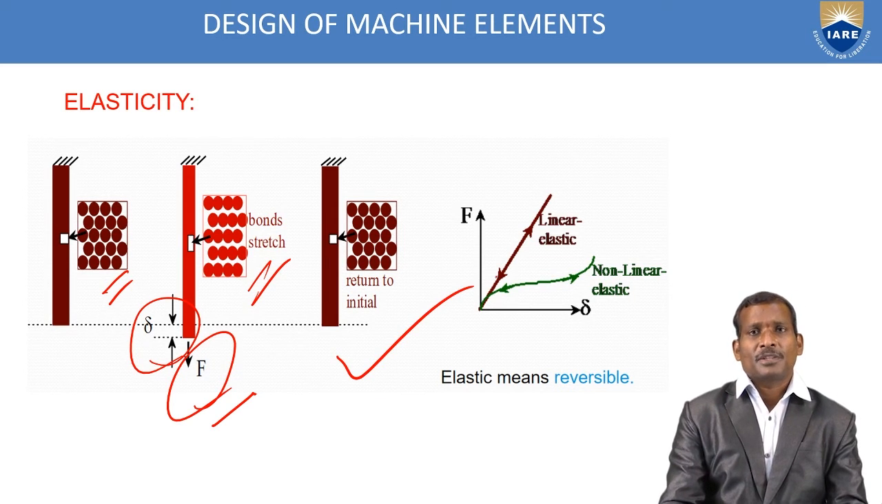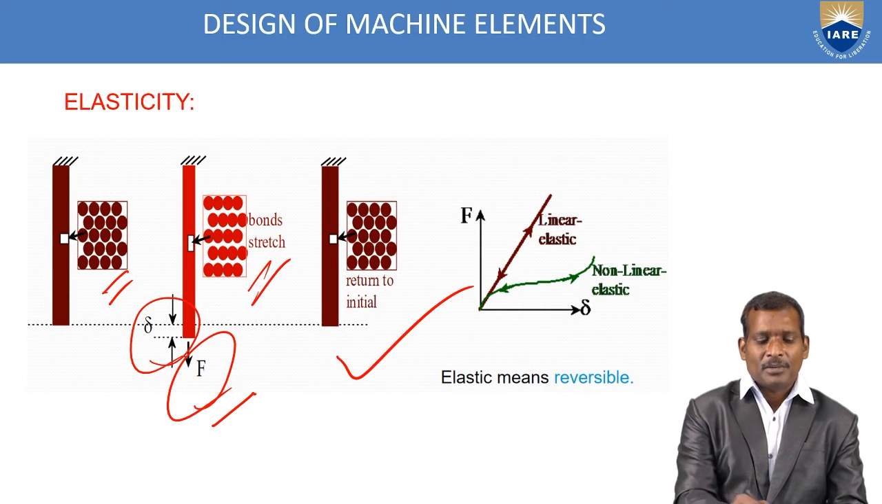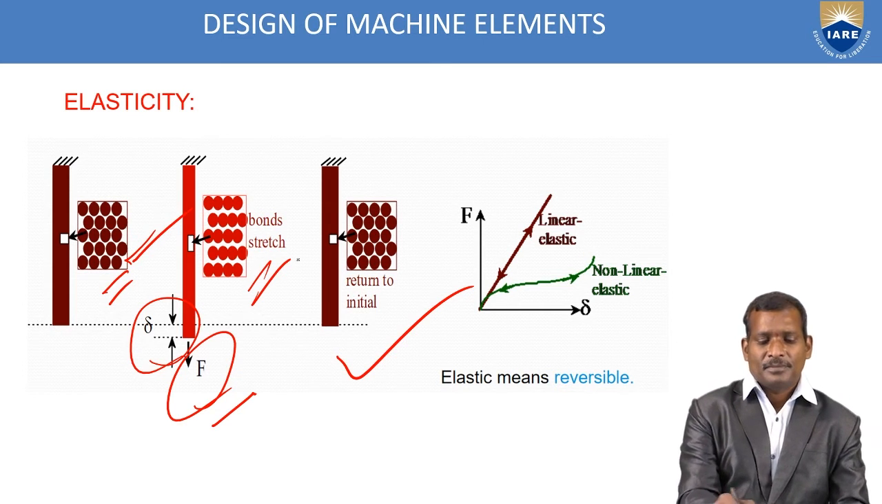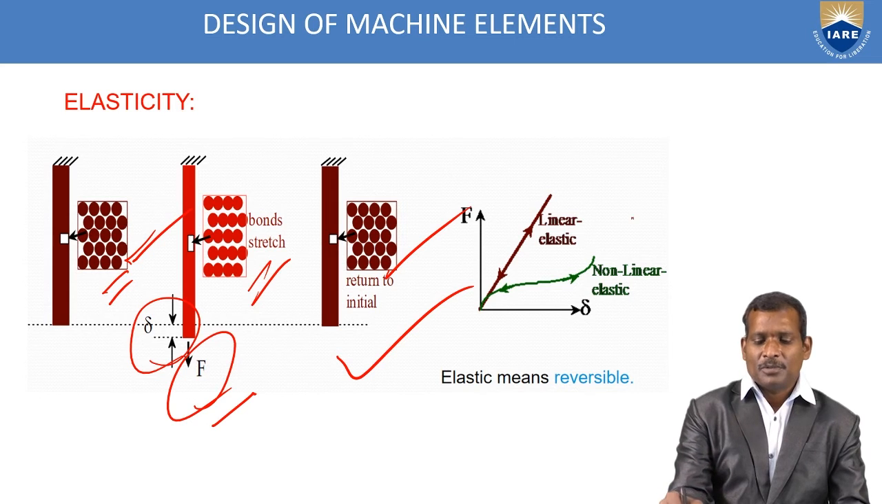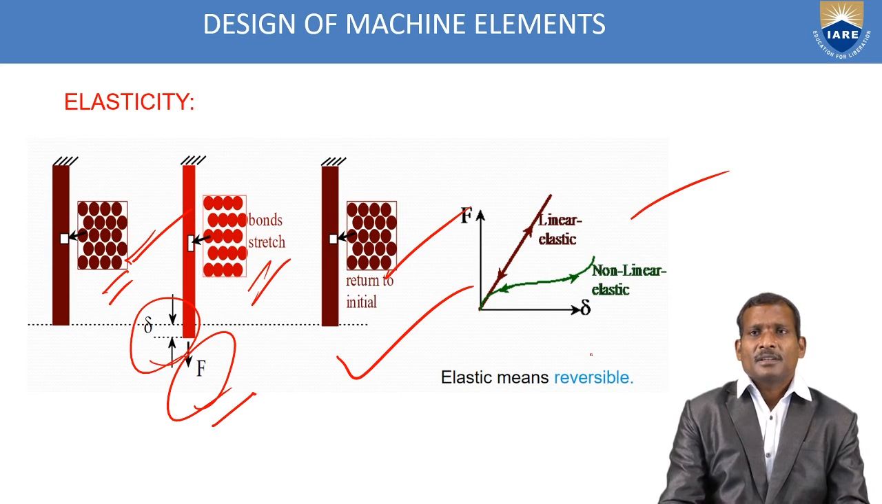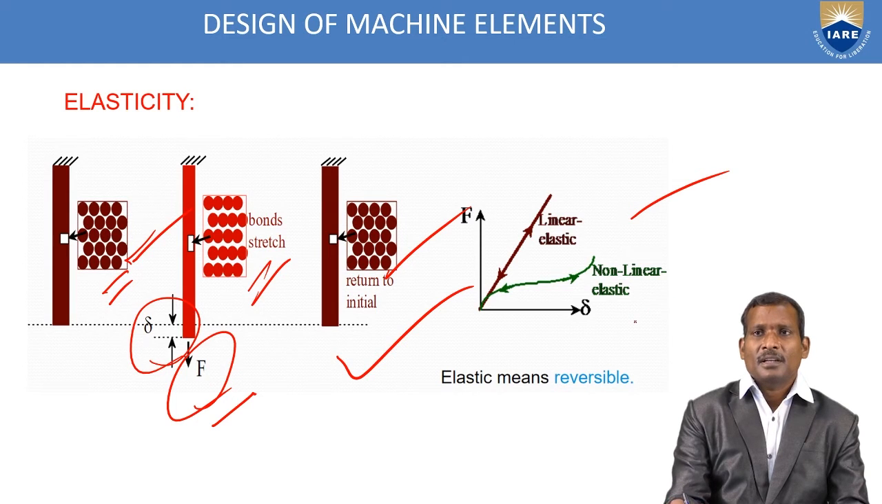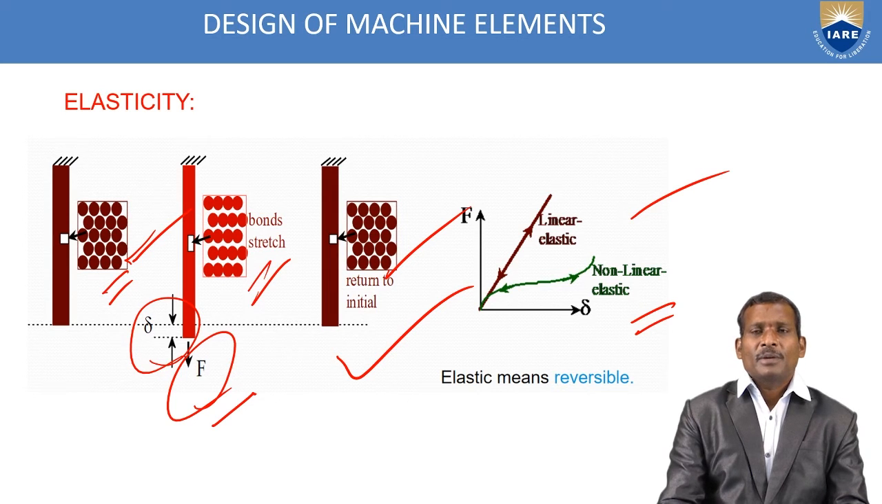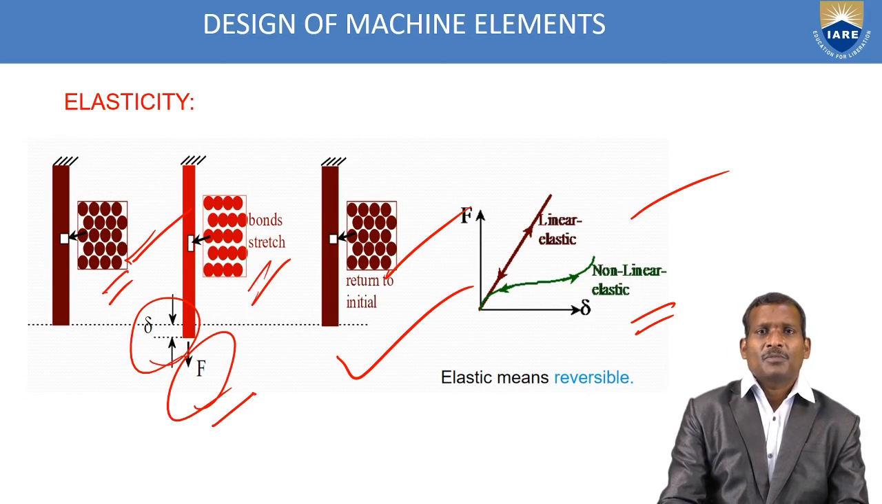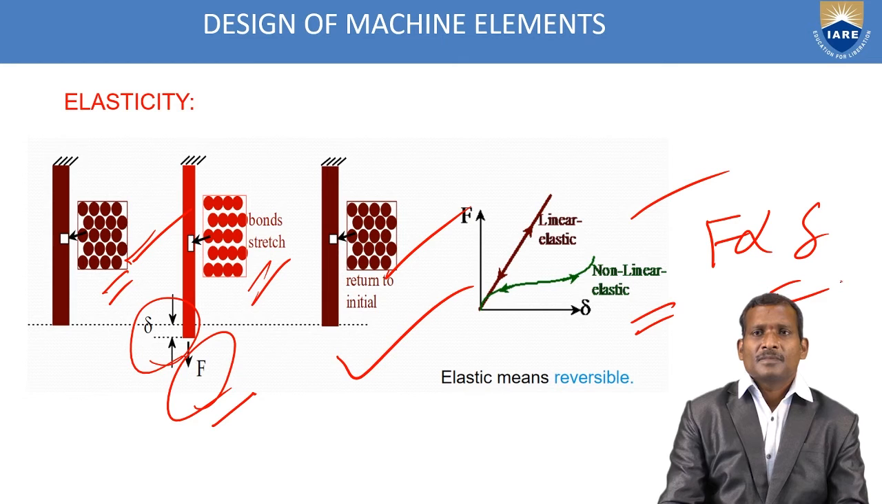See this diagram, it returns to its original position. So the molecules rearrange as in the first one. This type of property is called elasticity. Elastic means reversible. In this diagram, force versus elongation, you can see linear elastic is a straight line and non-linear is not a straight line. It is a curved line. Why? Because in linear elastic, the force is directly proportional to deflection. It means stress is directly proportional to strain.